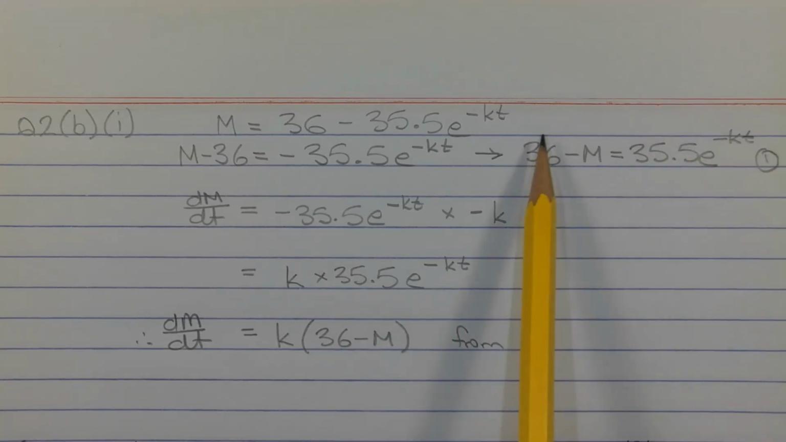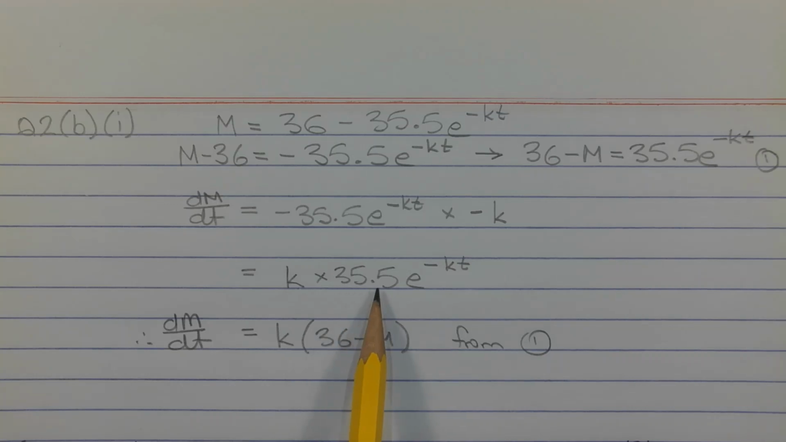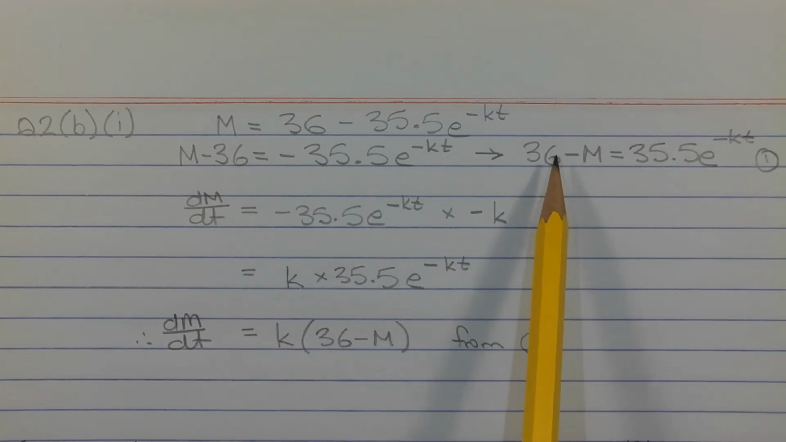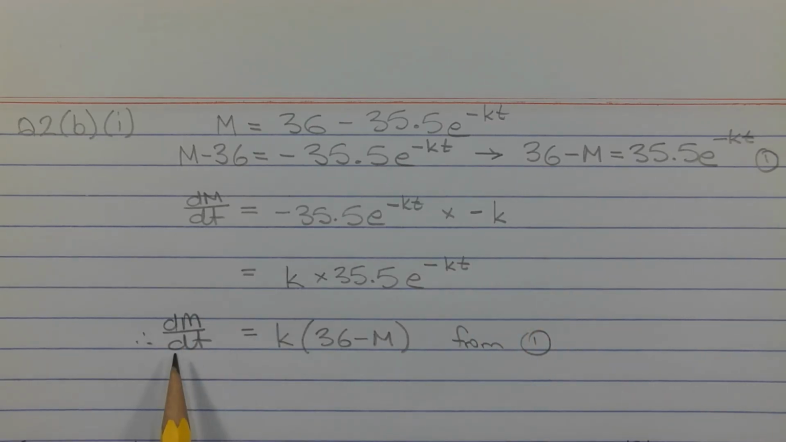Now if we go back to our equation number 1, the 35.5 e to the power of negative kt can be replaced or substituted with 36 minus m. So we have dm/dt is equal to k times (36 minus m) as required.